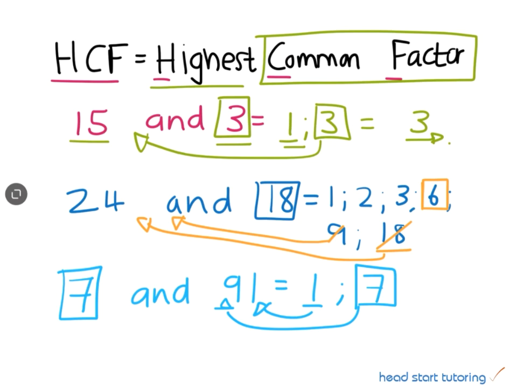So we can do a division on the side. Let's just make sure. Does 7 fit into 91? 7 into 9 fits once, remainder 2. 7 into 21 fits 3 times, perfectly, no remainders. So we would find out that 7 is the highest common factor between 7 and 91.